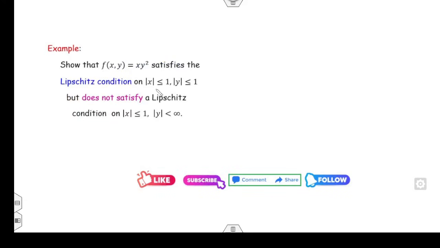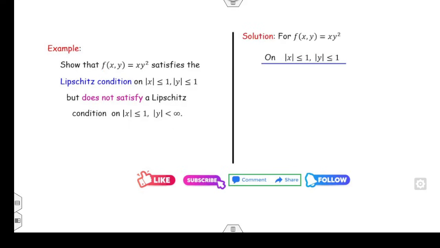चलिए, look at the next one. Again, the rectangle is already defined to you. Check whether the function is satisfied or not. कहीं पे mod of y तो नहीं लिखा हुआ. Fine, I can start with the del f upon del y. Fine. So can you define the derivative? What is the del f upon del y? Which is 2xy. Fine. 2xy I can write as twice mod of x into mod of y.